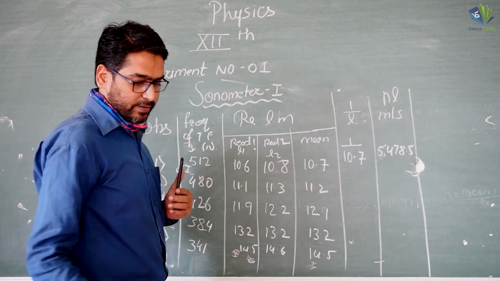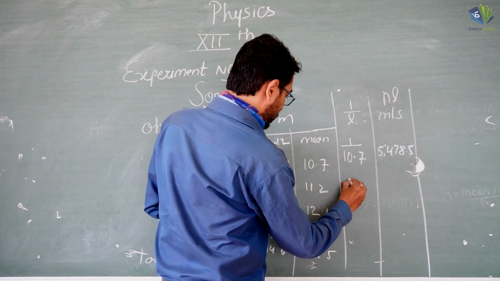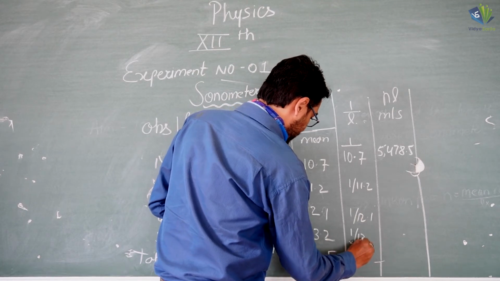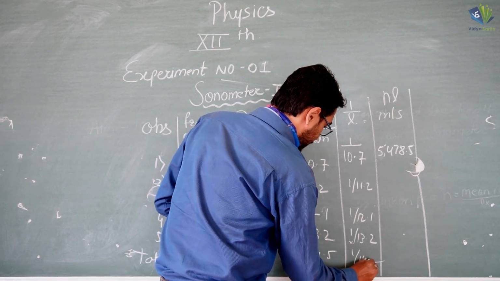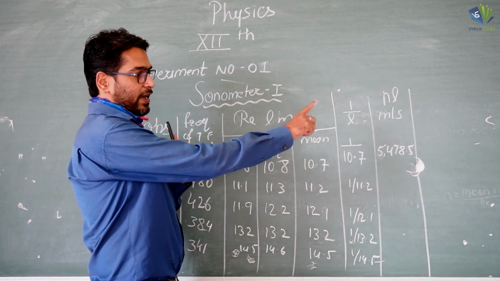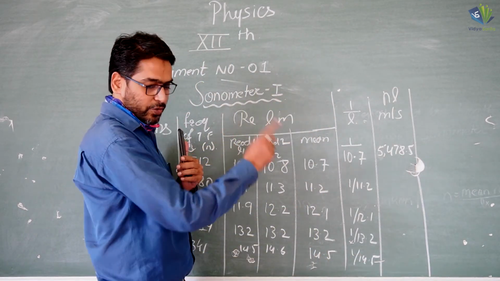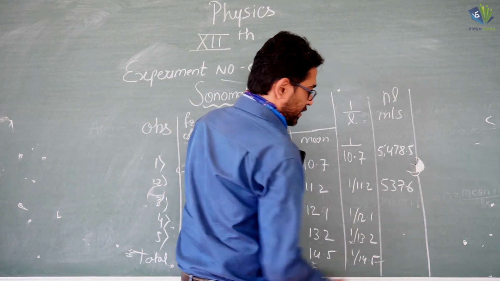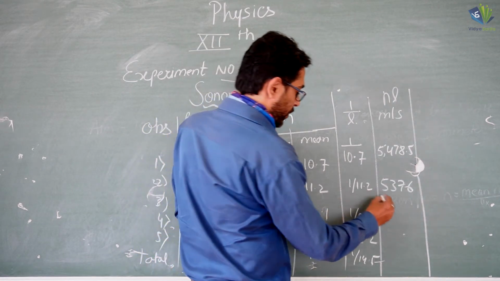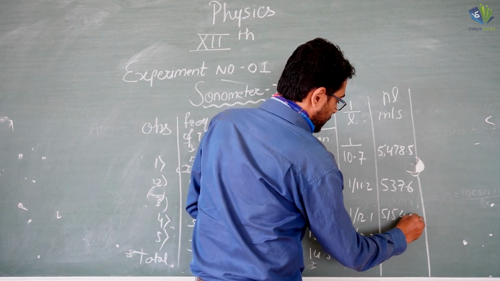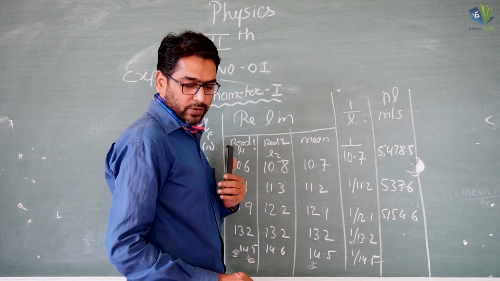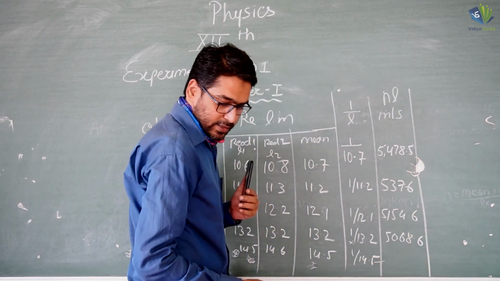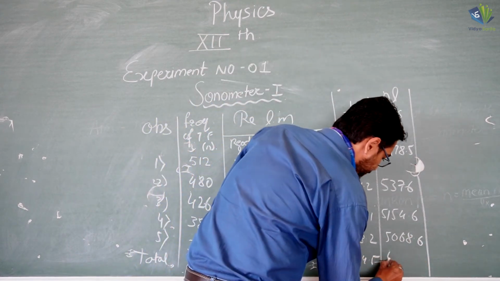When I calculate over here, I take 1 upon 11.2, 1 upon 12.1, 1 upon 13.2, 1 upon 14.5. The result of NL is in meters per second, N into L. That comes to 5376. The next reading will be 5154.6, 5068.8, and the last one is 4944.5.